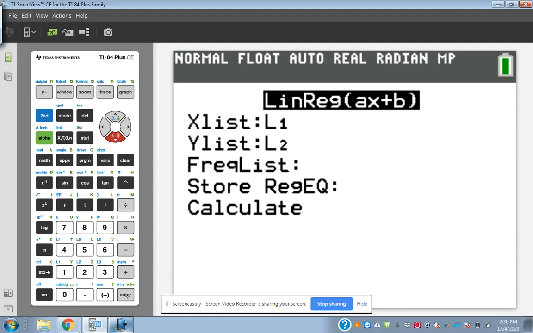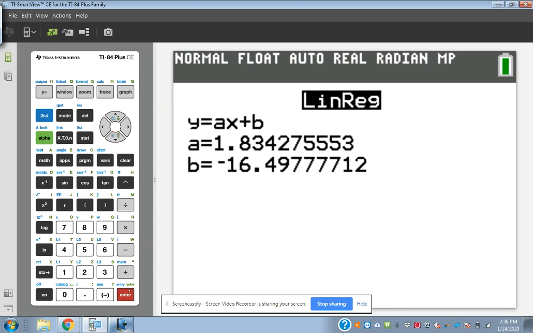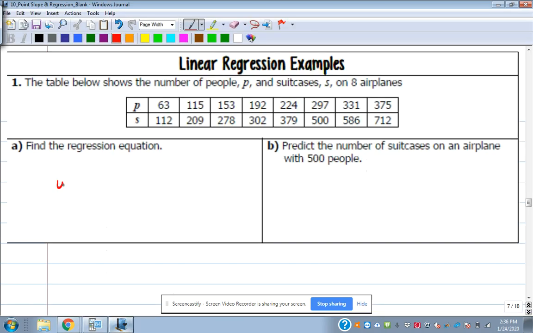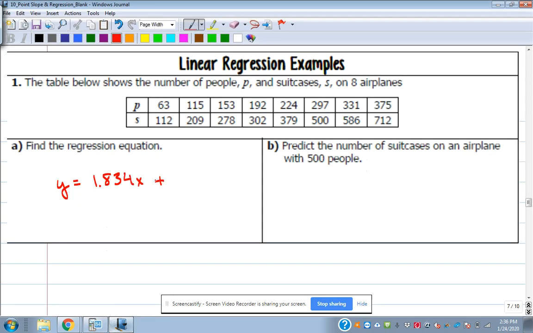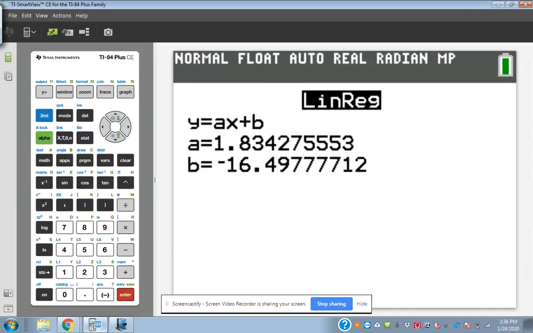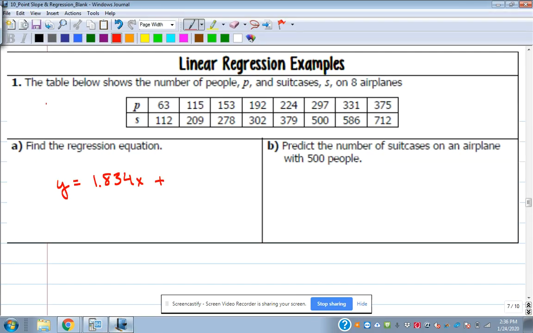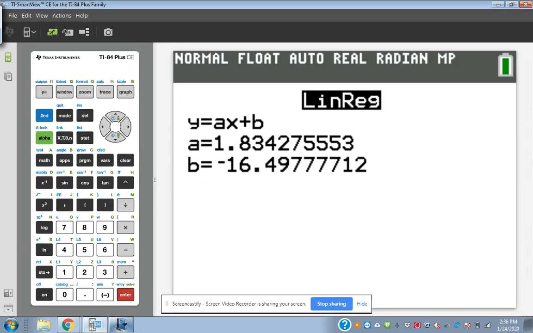And it's going to give you the slope and the y-intercept. Let's round to 3 decimal places. I think that's a fair amount on both numbers, and that keeps us honest there. So that'd be y equals 1.834x plus or minus 16.498.